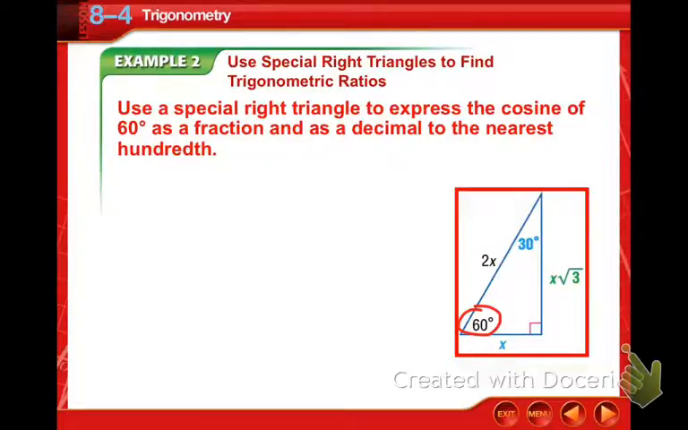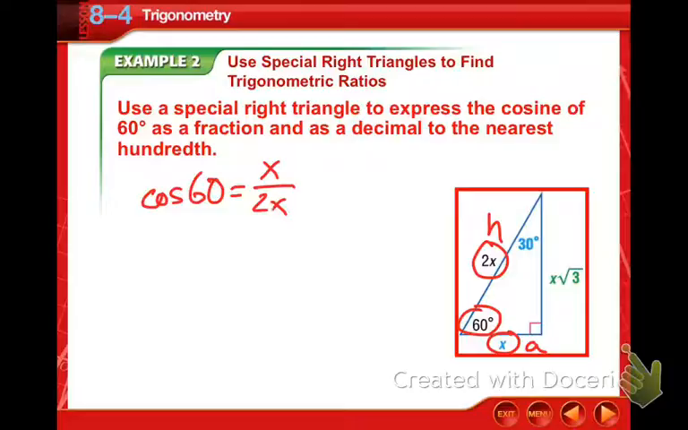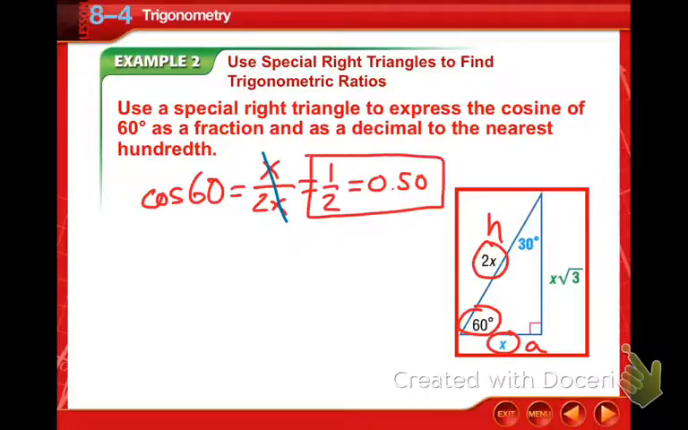So for the 60-degree angle here, cosine of that means we're looking at adjacent over hypotenuse. So cosine of 60 is equal to our adjacent x over our hypotenuse 2x. We cancel out the x's, and we're just left with 1/2, which when we round to the nearest hundredth, is 0.50. And there's our answer.